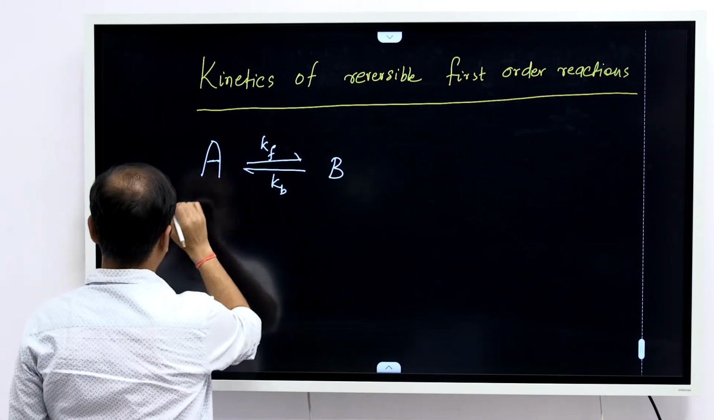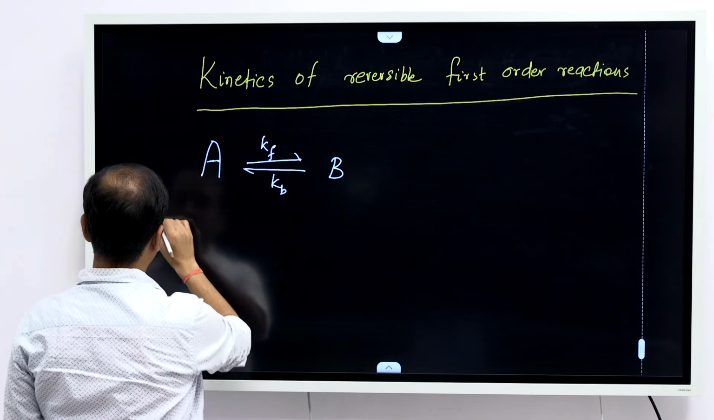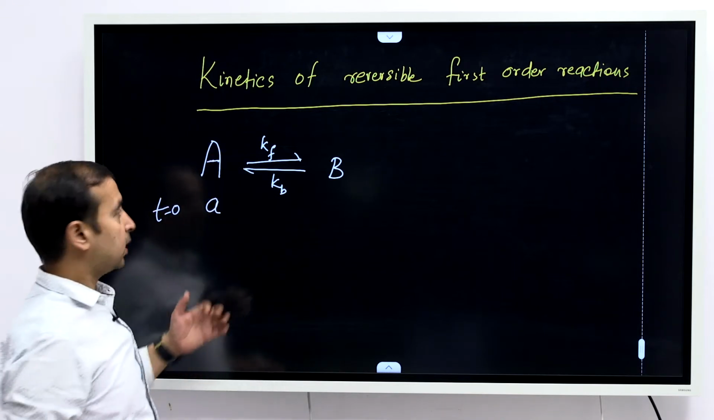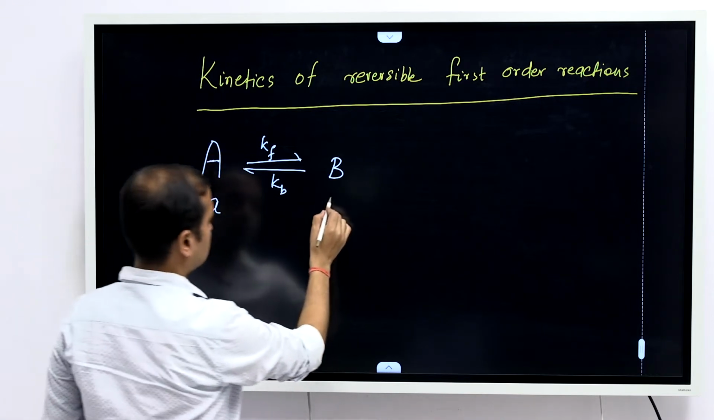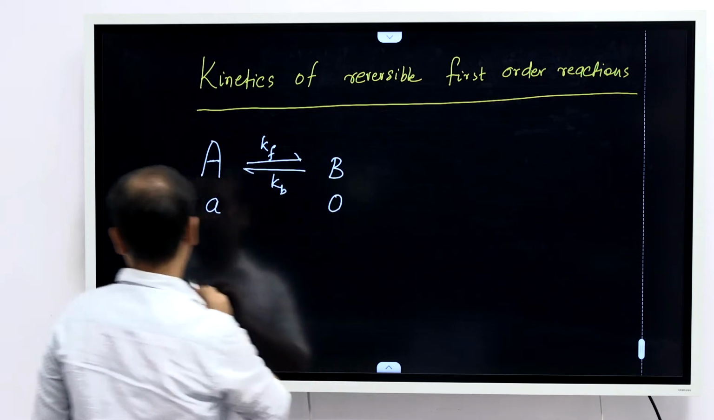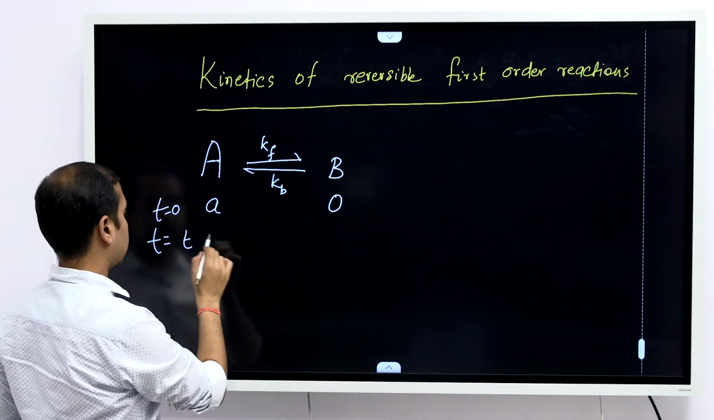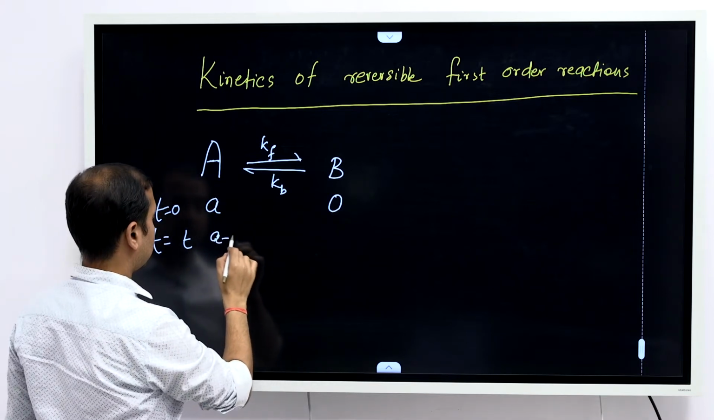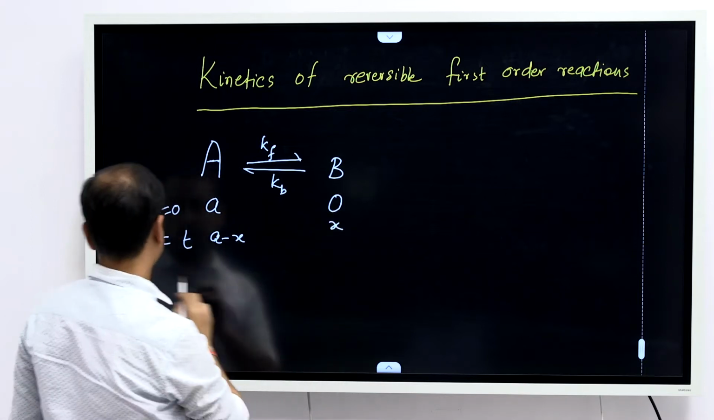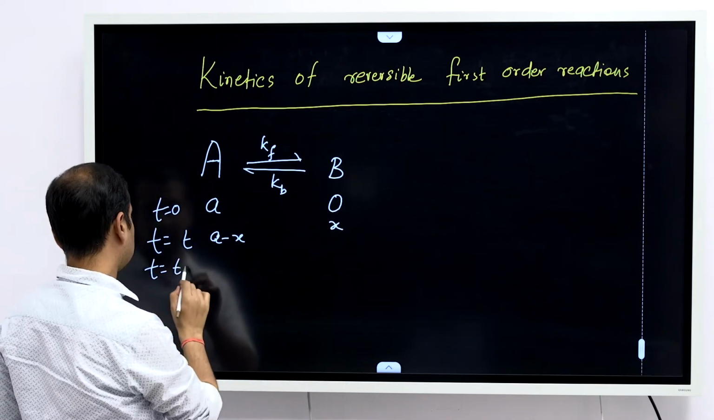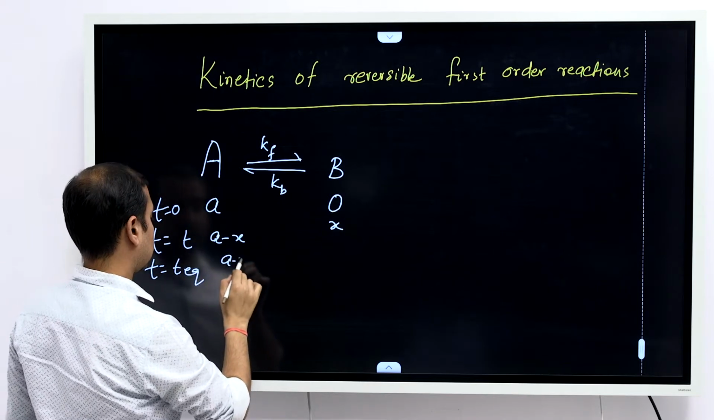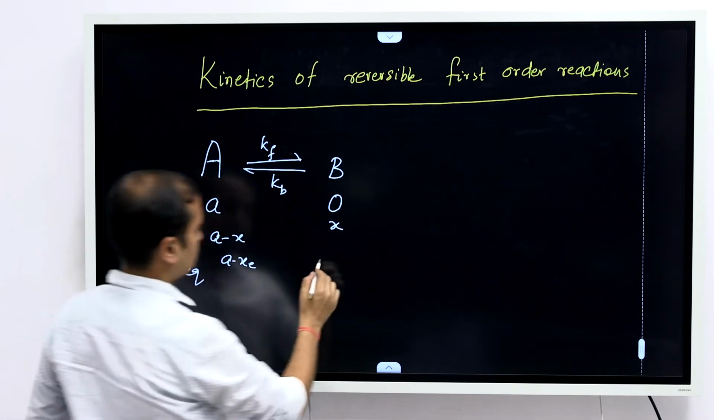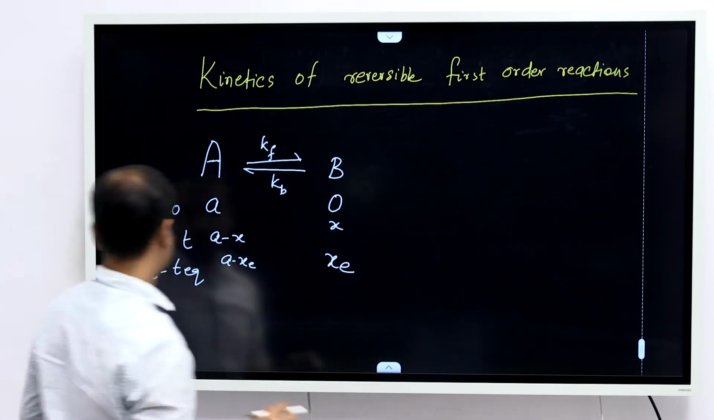So we write, when time t is equal to 0, only A is present and B is not present. So the concentration of B we write here as 0. At t is equal to t, some x amount of B is formed and the amount of A present is A minus x. And at t is equal to t equilibrium, A minus xe, where xe means the equilibrium amount of product that is formed.